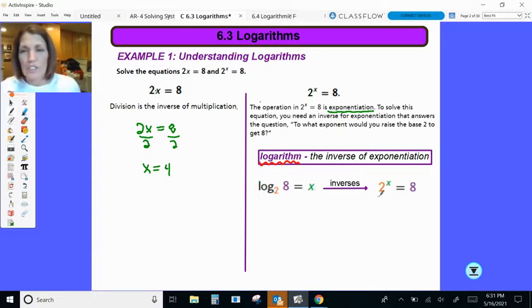So when you see 2 to the x power equals 8, that's an exponentiation. A logarithm written in this form, log base 2 of 8 equals x, that's called a logarithm, and we're going to talk about that here today. So those are inverse operations. Kind of think about that. So we're going to use logarithms to solve equations that have variables in the exponents. And we're going to use exponentiations to solve logarithms.